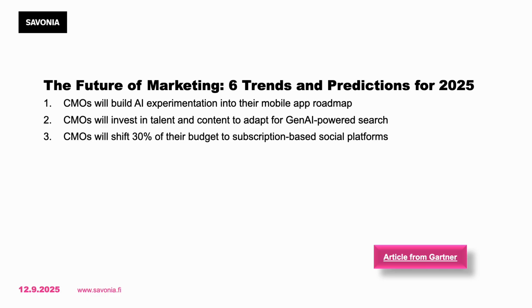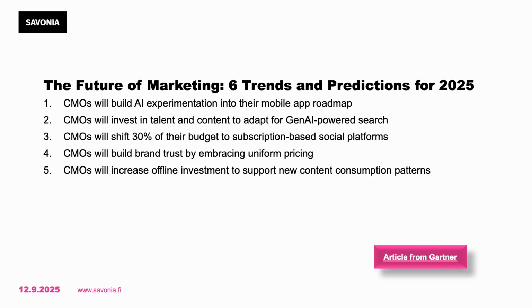Now, the third trend mentioned here is how CMOs will shift 30% of their budget to subscription-based social platforms. And the fourth one is all about how CMOs will build brand trust by embracing uniform pricing. The fifth trend mentioned in this article is how CMOs will increase offline investment to support new content consumption platforms. And the sixth one finally states how CMOs will prepare data for automated interactions led by AI agents.